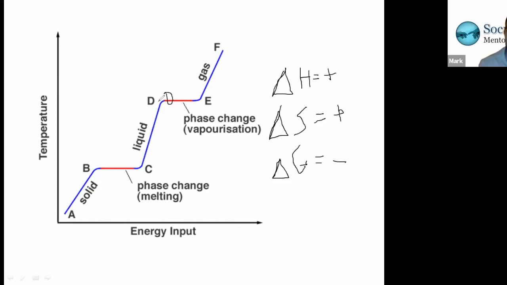Okay, so this is a good exercise. I'll go over it again in a little bit if anybody's still confused, especially about delta S. The same thing would apply if I asked you about the melting point instead of the boiling point, going from a solid to a liquid. Delta H would be positive, delta S would be positive, delta G would be negative at the melting point.